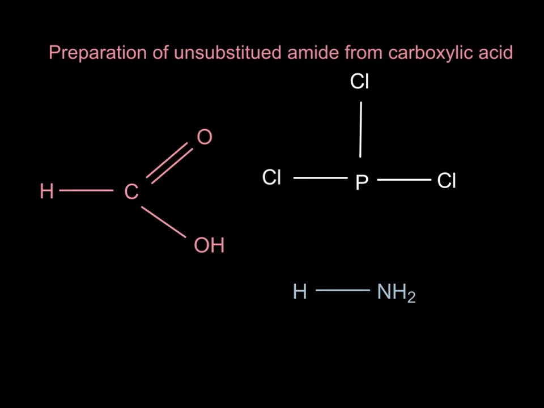During preparation of unsubstituted amide from carboxylic acid, the hydroxyl group of methanoic acid is replaced by the chloro group when you add PCl3 to it. And then the chloro group is replaced by amino group in the second step when you add ammonia. What you finally get is methanamide.